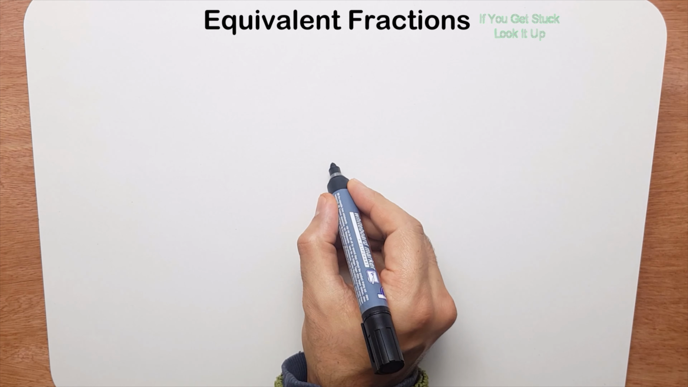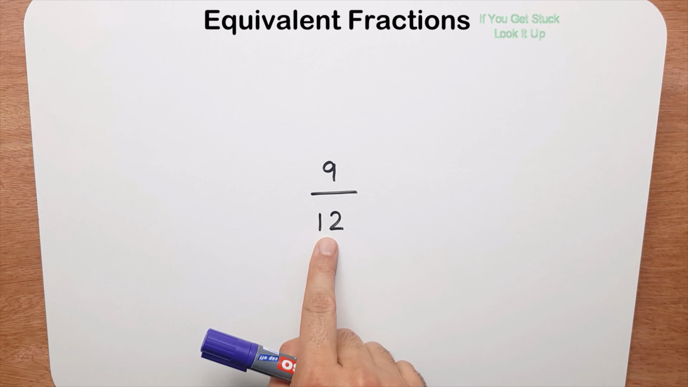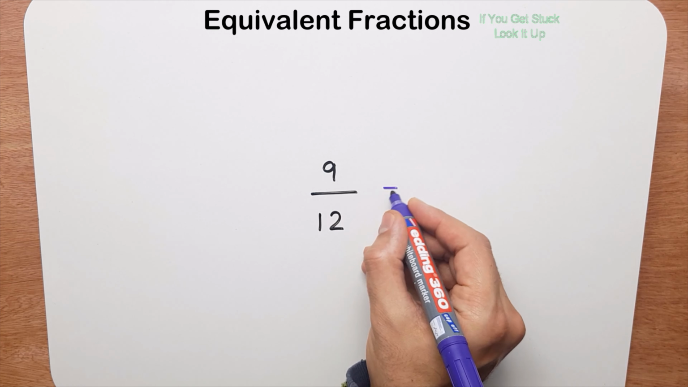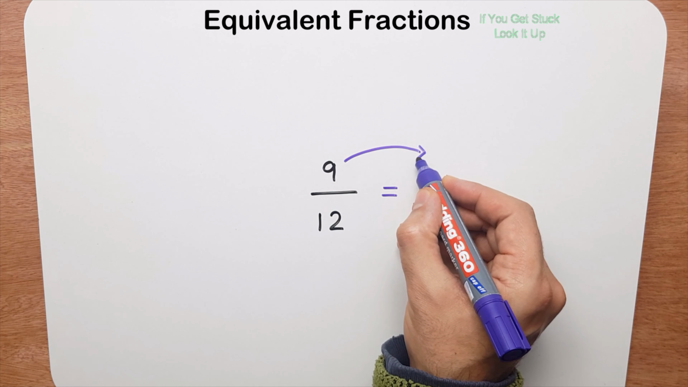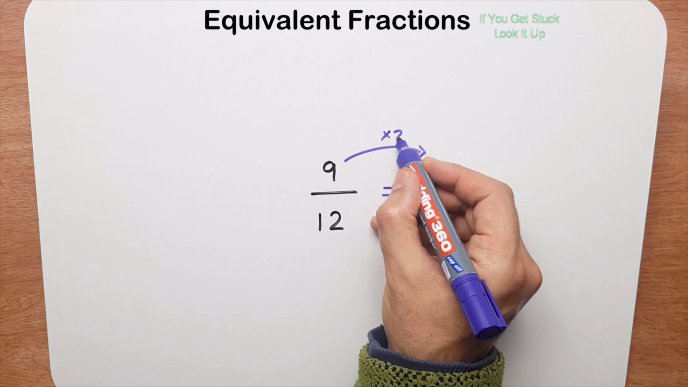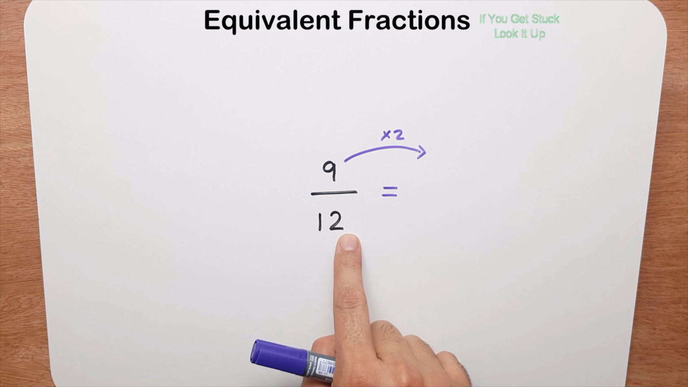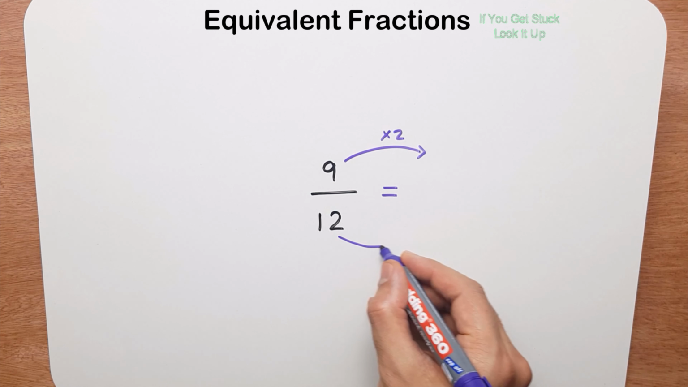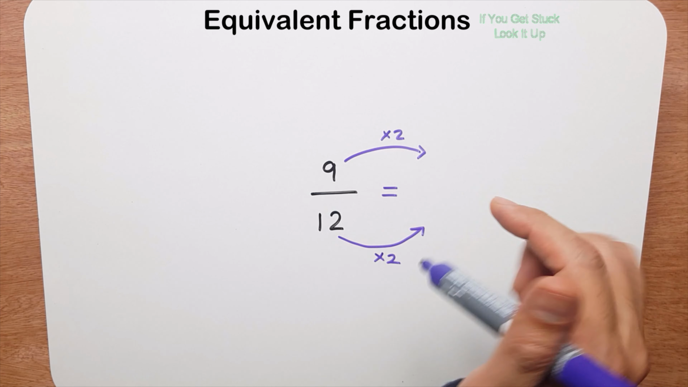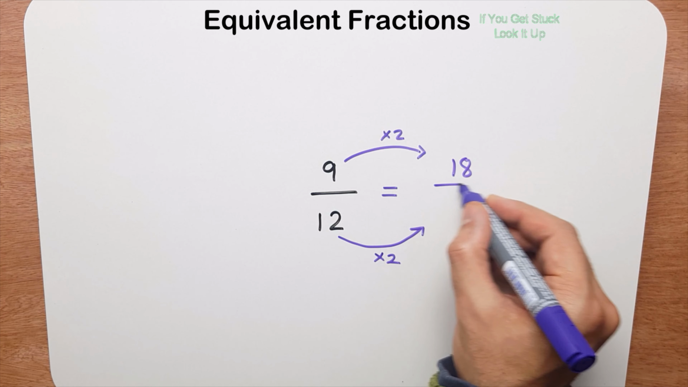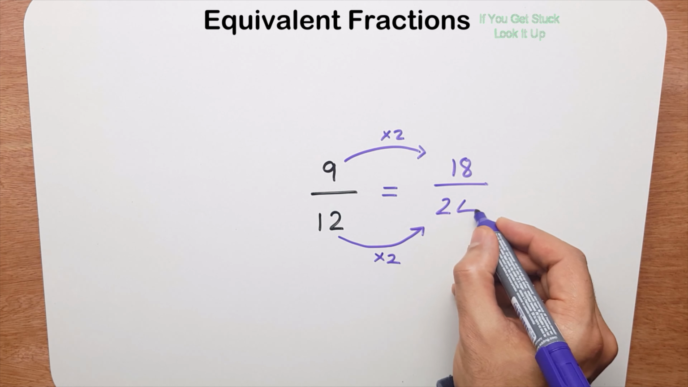Now let me have a look at this fraction. 9/12. I want to work out an equivalent fraction. What I can do is, let's say I can double or multiply the numerator by 2, and whatever I do to the top number or the numerator, I have to do to the denominator or the bottom number. So I need to multiply that by 2. So 9 times 2 is 18, and 12 times 2 is 24.